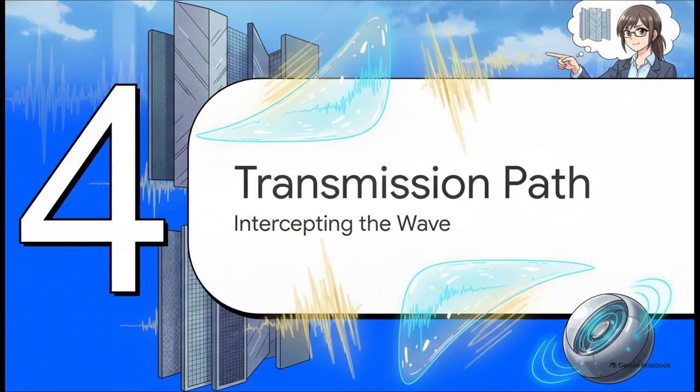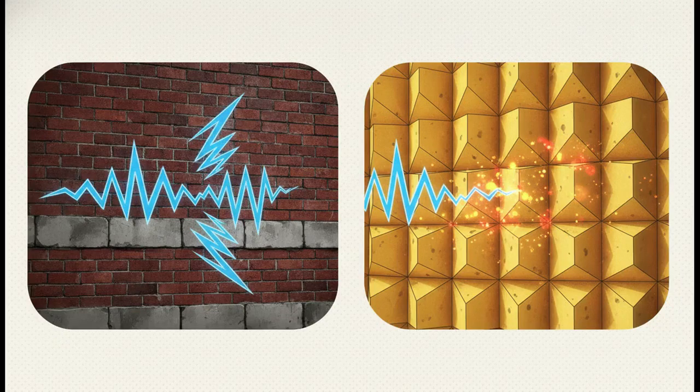Section 4. Blocking the transmission path. Intercepting the wave. Okay, but what if the sound energy successfully escapes the source? Our next engineering task is to intercept it, reduce its flow, or deflect it entirely before it crosses the path to the receiver. We have two primary path defenses here, and they operate on completely different principles. On one side, we have noise insulators. These act as solid, impenetrable barriers. They rely on high-density materials, think brick, thick glass, heavy concrete, or solid metal, to physically block the sound.